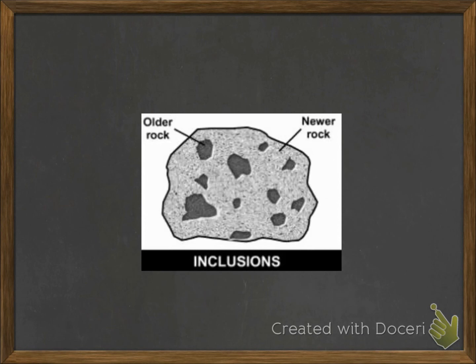Next is the principle of inclusions. Inclusions are other rocks that are embedded in a rock. And so what happened here is that a newer rock formed around an older rock. And so as we see these little specks of rock inside this other seemingly newer rock, we know the inclusions in there are older than the rock that formed around it.